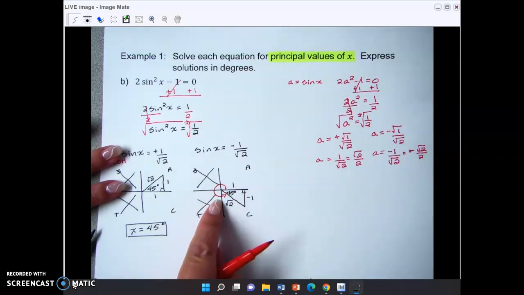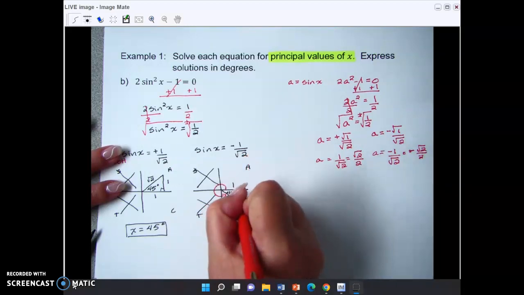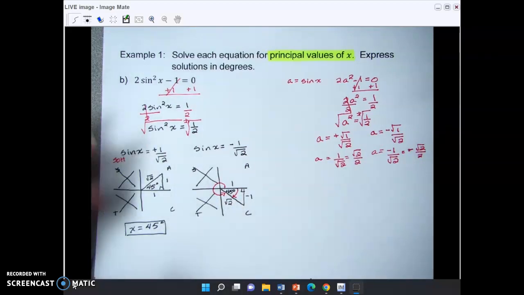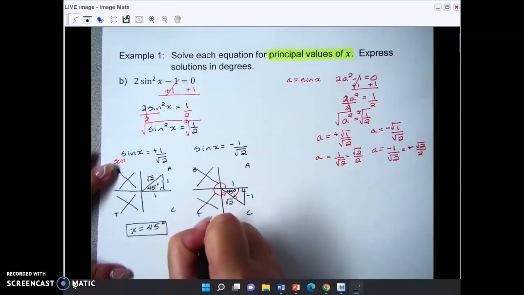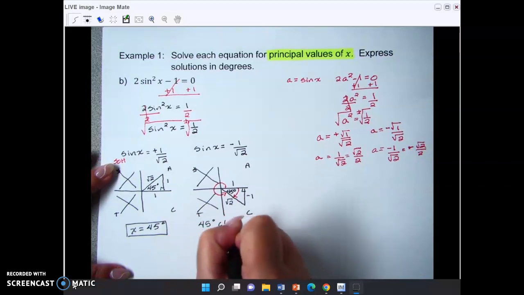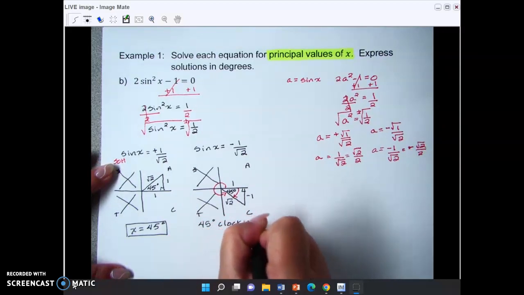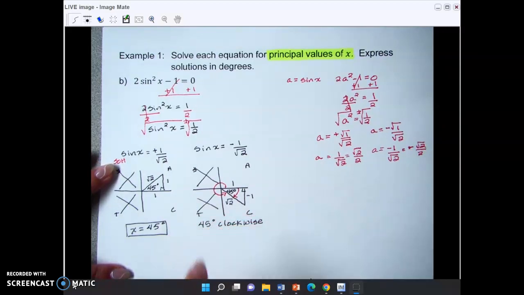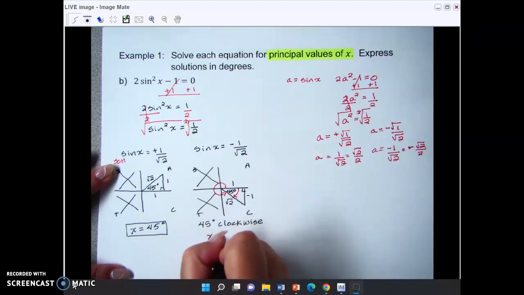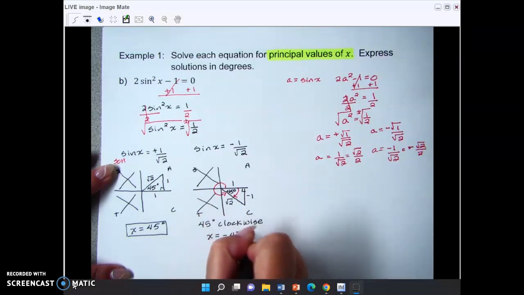But remember on that previous slide, we said sine has to be between -90 and +90, and 315 degrees doesn't match that. So instead, what we're going to have to do is 45 degrees clockwise instead of counterclockwise. And so when I have 45 degrees clockwise, that means x is equal to -45 degrees.